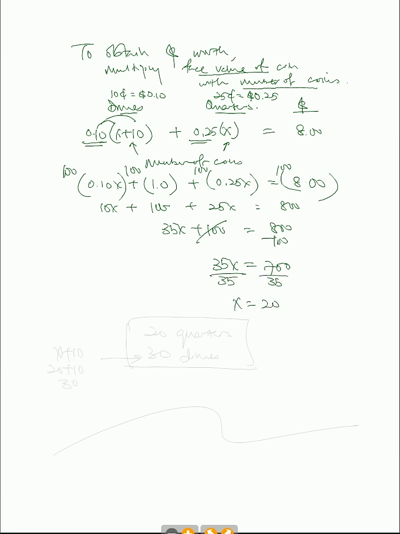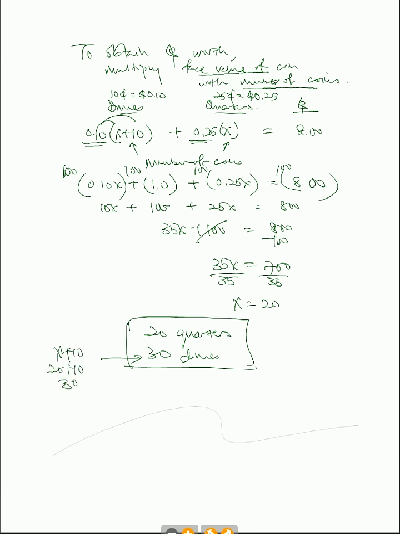Okay, so I have to go back to the problem and figure out what this 20 means. So if you look at x, that's the number of quarters. So what this is telling me is there are 20 quarters. Okay, how would I figure out how many dimes that means? Dimes is x plus 10, so x is 20, so that comes out to be 30 dimes. Okay, so 30 because it's x plus 10, and x is 20, so 20 plus 10 makes it 30.